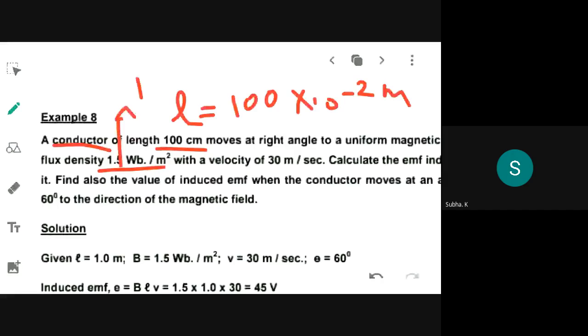Okay, then velocity equal to 30. This is V. Then what have they asked you to find? Induced EMF. They have asked you for the induced EMF.